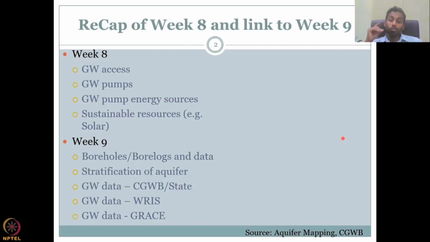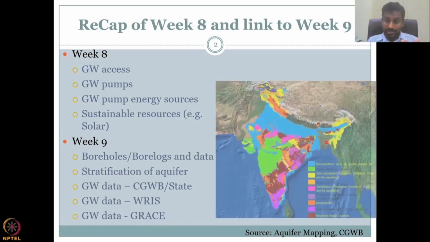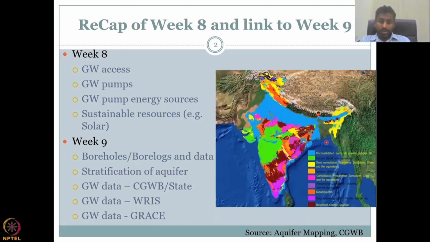Then I'll explain one satellite which is very unique, very special, called GRACE. This is the only satellite that actually monitors groundwater from space. So I'll show you the principle by which it works. And those who have knowledge of GIS and remote sensing can easily download it. Now with all these data, you can understand how this map is created by the Central Groundwater Board, which is an aquifer map.